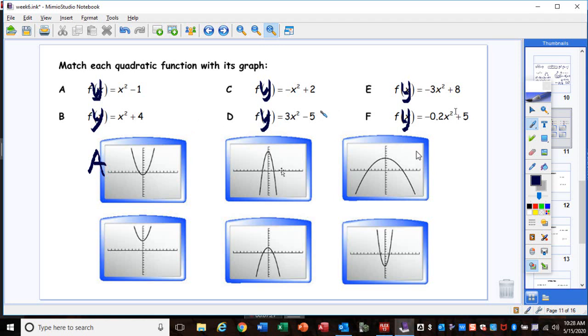So what I want you to do is hit the pause button on the video and try to graph all 6 of these. I want you to get used to graphing these. I'm going to write the answers up, and then you can hit play and see how you did. Please hit the pause button.